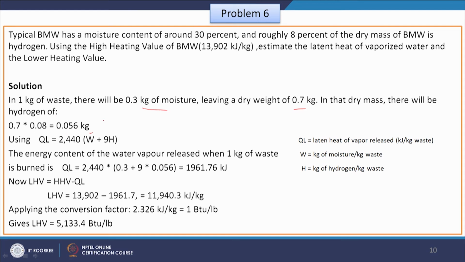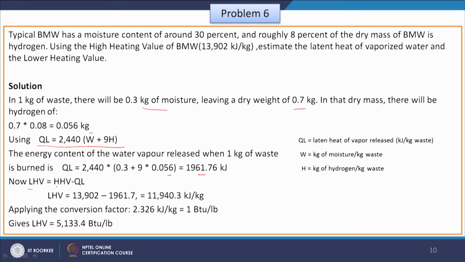So, if we apply the formula for the latent heat of vaporization, QL is equal to 2440 into W plus 9H. In that case, 2440 into W, where W is 0.3 kg moisture, and for hydrogen we have calculated 9 into 0.056 kg. Putting this value here and multiplying, we get 1961.76 kilojoule. So, this is the first part, and then we have to calculate the lower heating value.